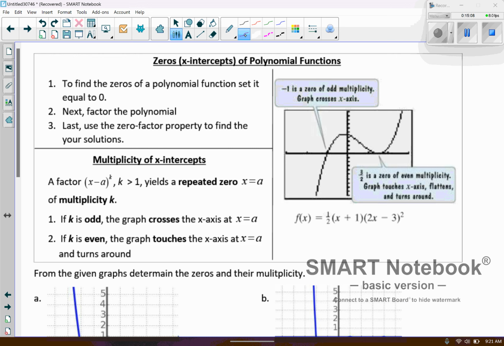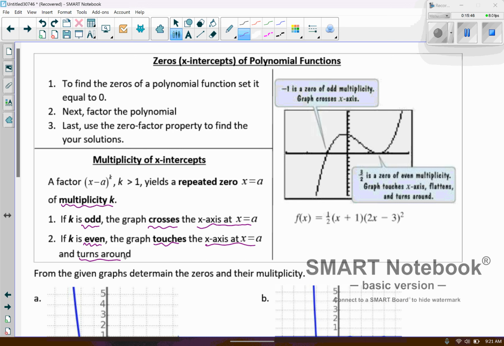Once again, this definition can be a little formal, but basically your multiplicity, which we typically use the letter K to indicate, works like this. If the multiplicity of your solution is odd, then it's just going to cross the x-axis at wherever that value is. But if it's even, if the solution occurs more than once, then it touches the x-axis and turns around at that point.